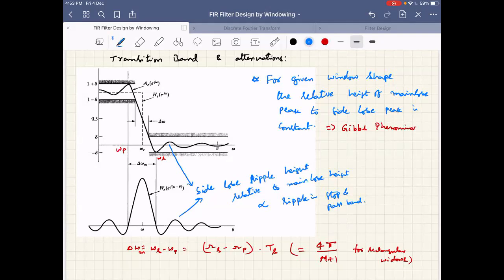So what does it mean? If you want to reduce the relative height of the side lobes with respect to the main lobe, you cannot take the same window again. The shape of the window has to be changed to make a better compromise of ripples. For the same M, the same length, the window shape has to be changed.